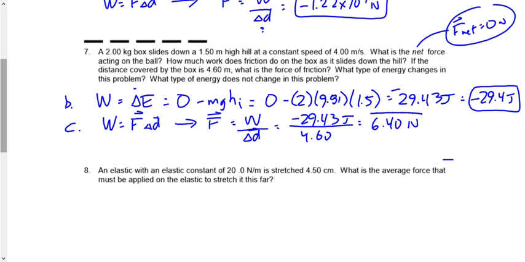Yeah, 6.40 newtons. What type of energy changes in this problem? Gravitational potential. What kind doesn't change? Kinetic, because of the constant speed, right? 4 meters per second. We didn't even use that number for speed, right? It doesn't matter how fast it's moving. As long as it's not changing speed, the forces are going to be the same.